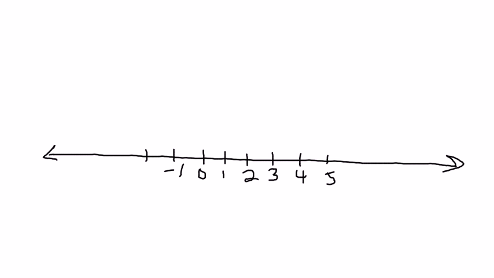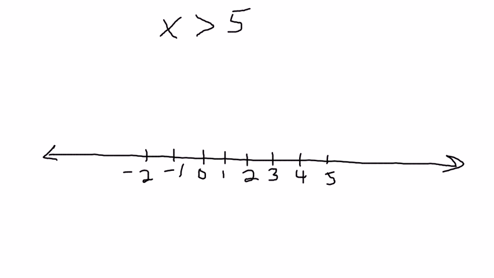Okay, let's consider the inequality x is greater than 5. Right, so basically what this means is that x can be any number larger than 5, okay? 6, 7, 8, 20, 30, right? Any number that comes to the right of 5 on the number line would satisfy this inequality. Alright, so how do we graph this inequality?